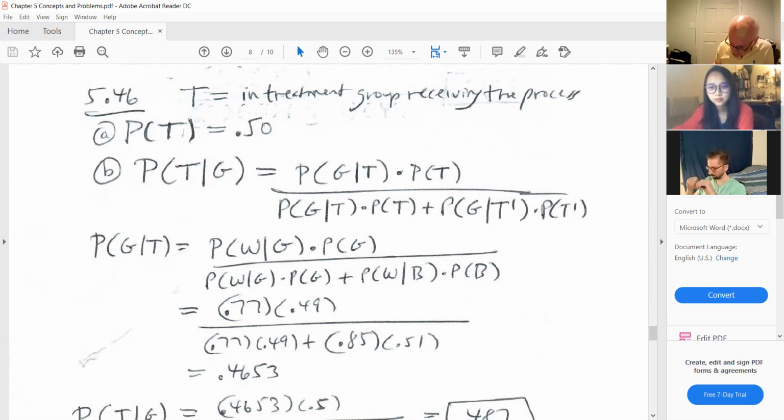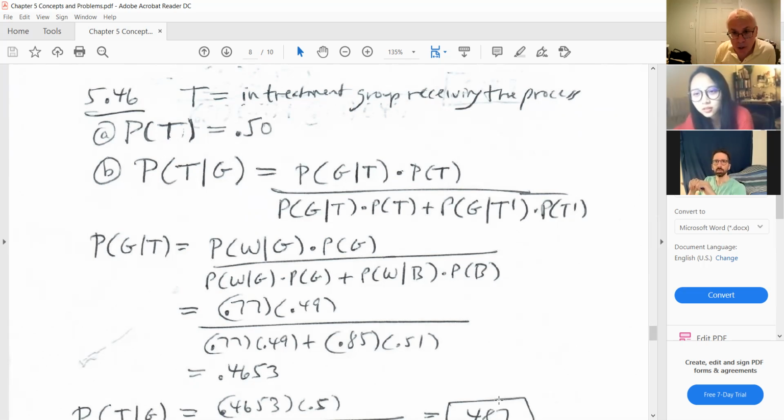Now, in 5.46, assume a couple who wanted a girl was randomly placed into either the treatment group or the control group. In the treatment group, they're going to receive this process. In the control group, they're not going to receive the process, okay? So we know if everything's done randomly, the probability of being in the treatment group is 0.5. Everybody clear on that, right?